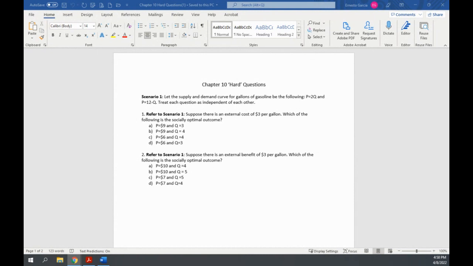So the question says, suppose there is an external cost of $3 per gallon. Which of the following is a socially optimal outcome?